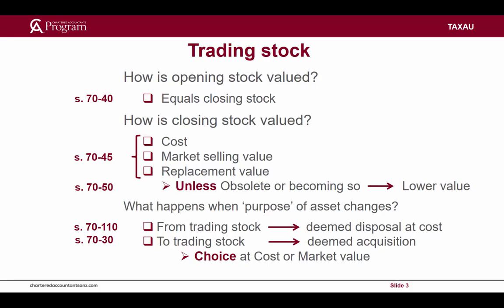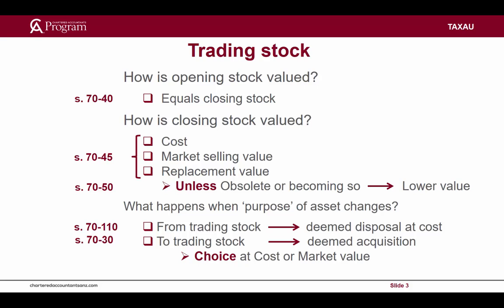As I mentioned earlier, there are special rules that apply when a taxpayer changes the purpose for which they hold an asset. When an asset changes from trading stock to a depreciable asset or a capital asset, there's a deemed disposal of the trading stock at cost under section 70-110. There is also a deemed acquisition of the asset as at that time. The consequences of the deemed acquisition are covered later in your studies.